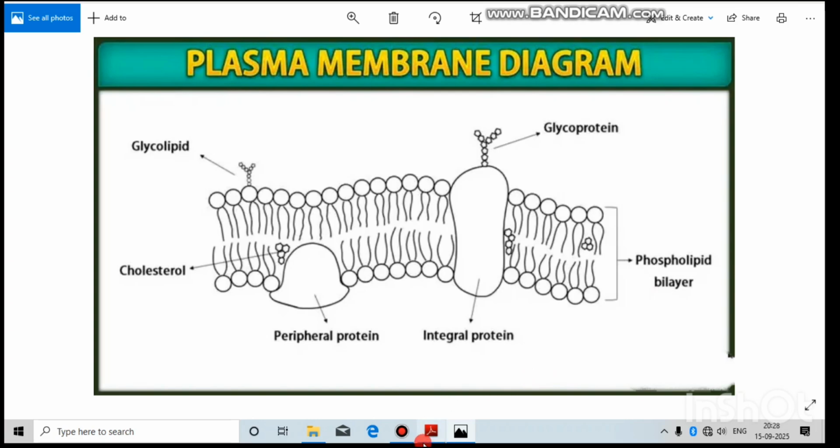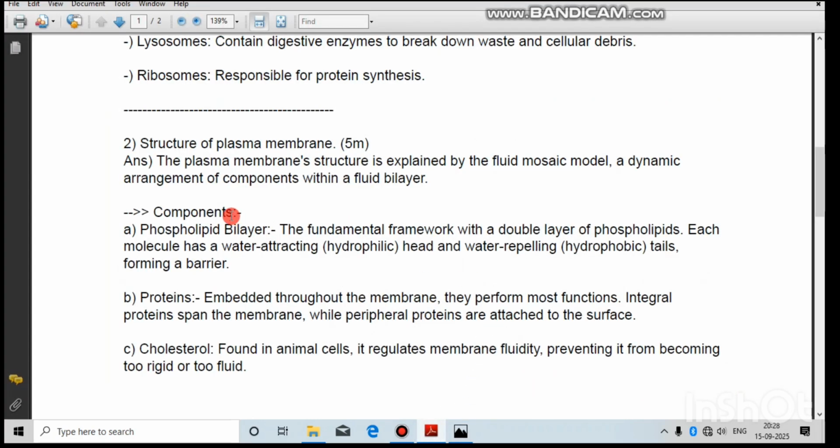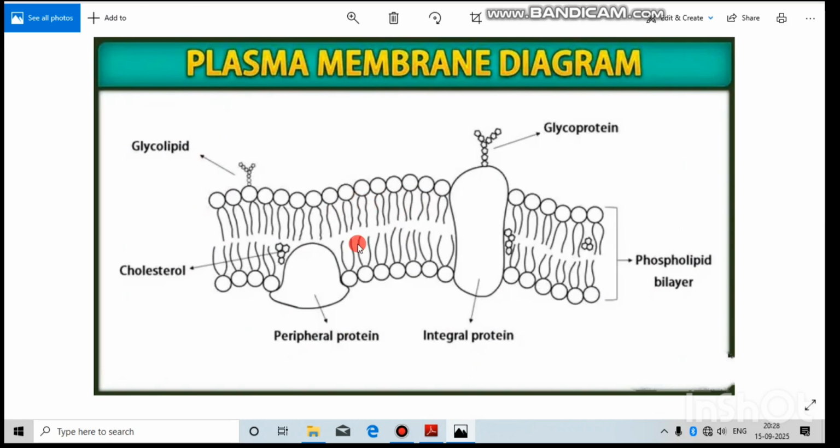Now we will discuss the answer. The plasma membrane structure is explained by the fluid mosaic model. It is a dynamic arrangement of the components within a fluid bilayer, guys. We have a few components here that make up the plasma membrane, and these components sit within this fluid bilayer, guys. Here we have the bilayer.